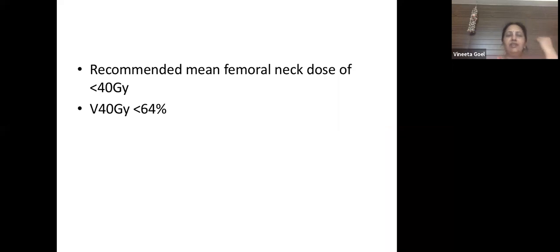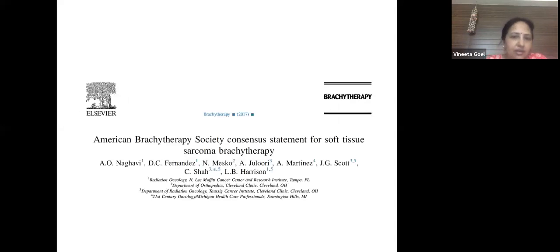In this study, when they did a 3D calculation of the radiation doses going to the neck of the femur as well as the subtrochanteric regions where the fractures developed, they recommended that we must keep the mean femoral neck dose less than 40 gray. And the volume of femur or bone receiving 40 gray should be kept less than 64%. So when I'm treating these patients with soft tissue sarcoma of the proximal part of the lower extremity with postoperative radiation therapy, I have recently started contouring various parts of the femur, head, neck, and trochanter separately to look at these doses, and I find that they are pretty useful.